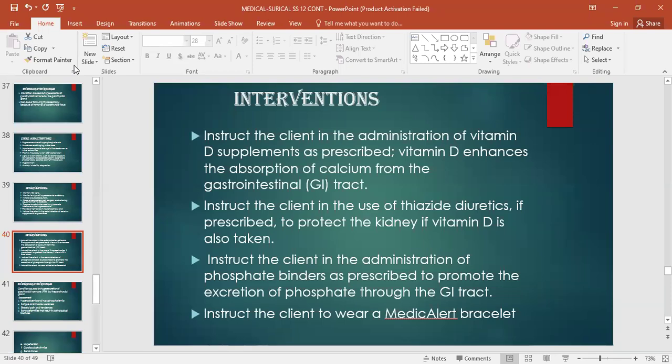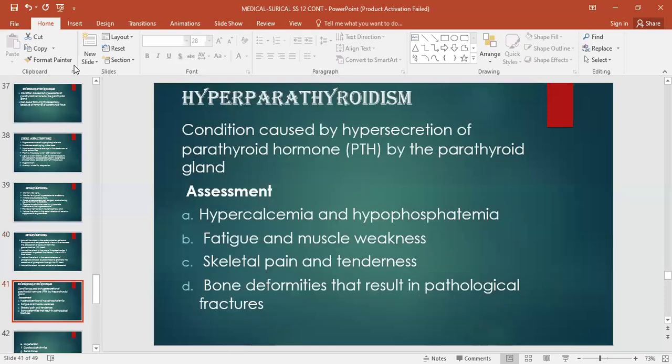Then instruct the clients in the administration of phosphate binders. You know the phosphate level is high. So for this patient, you want to put them on phosphate binders as prescribed to promote the excretion of phosphates through the GI tract. Then instruct the client to wear a medical alert bracelet as usual. Then let's go to hyperparathyroidism.